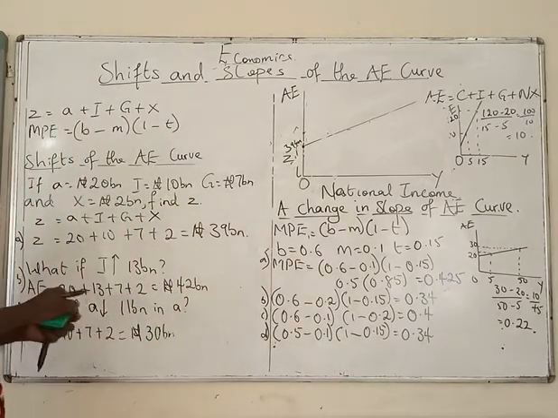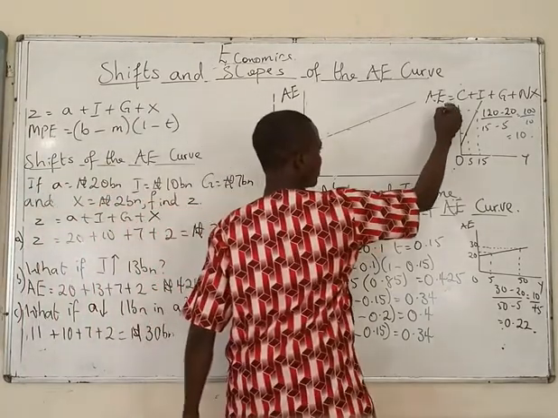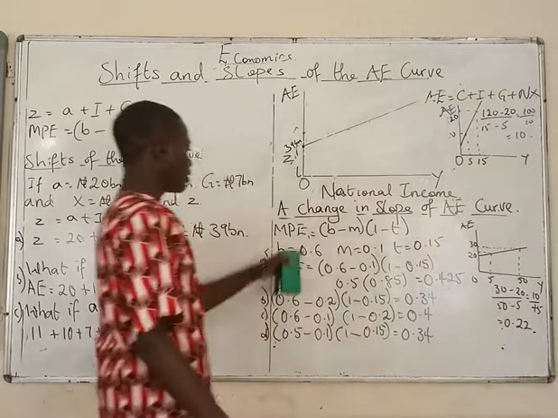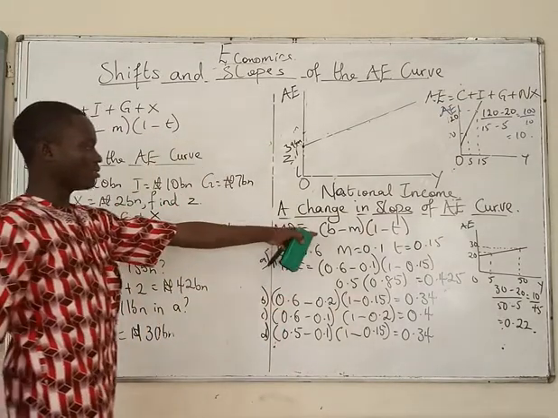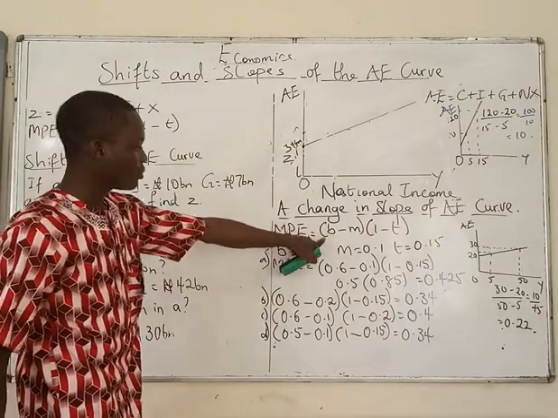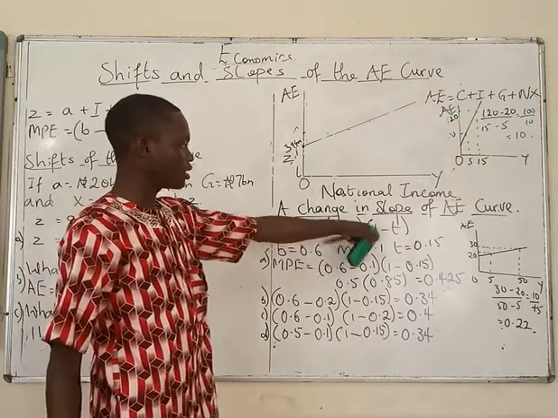So let's have something like this. This is AE. We'll get to this particular curve later on. Now MPE is equal to B minus M, which is MPC minus MPI, marginal propensity to consume minus marginal propensity to import, into bracket 1 minus T.